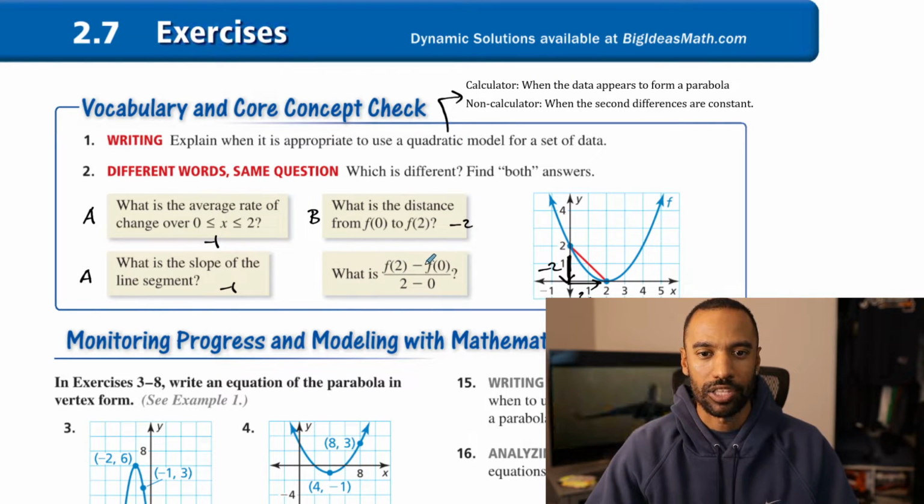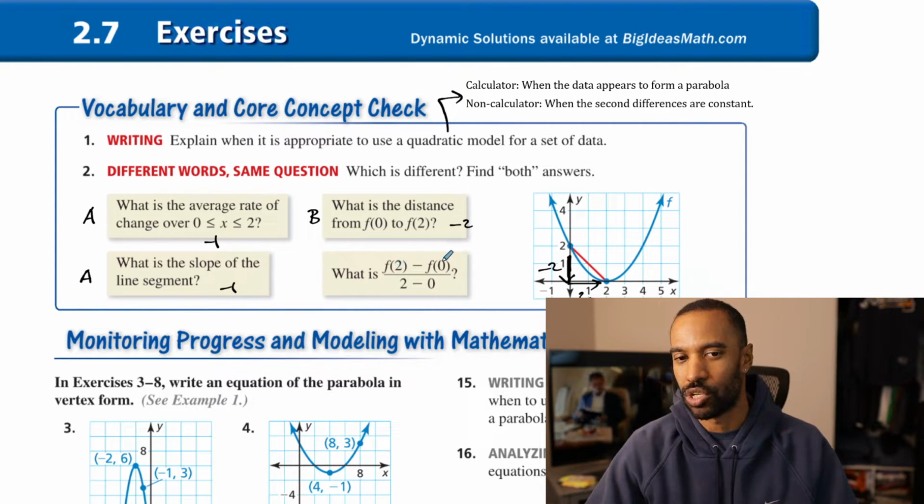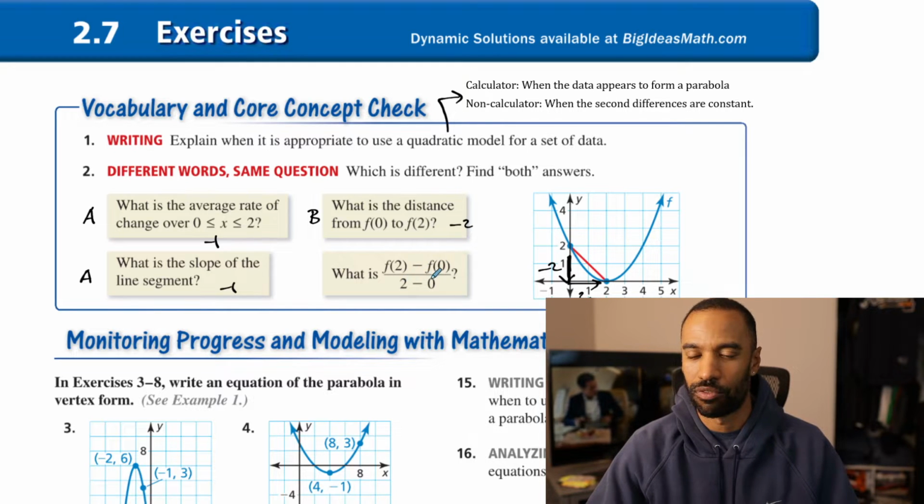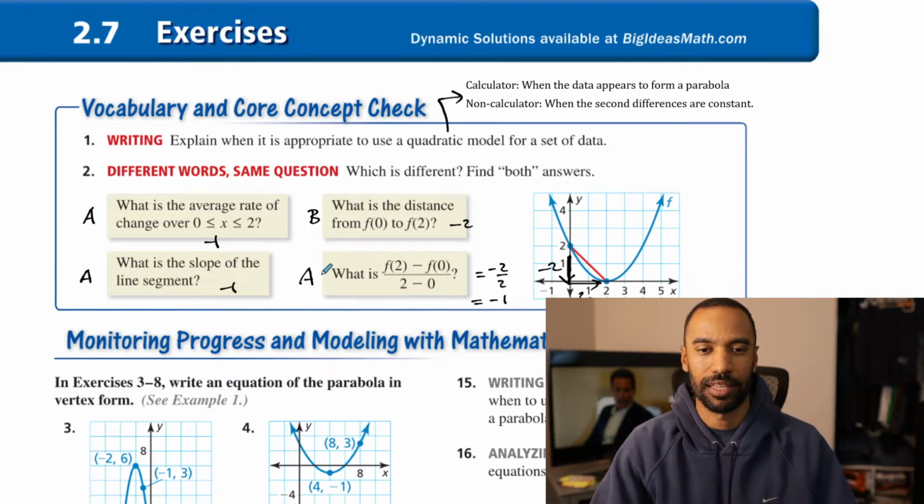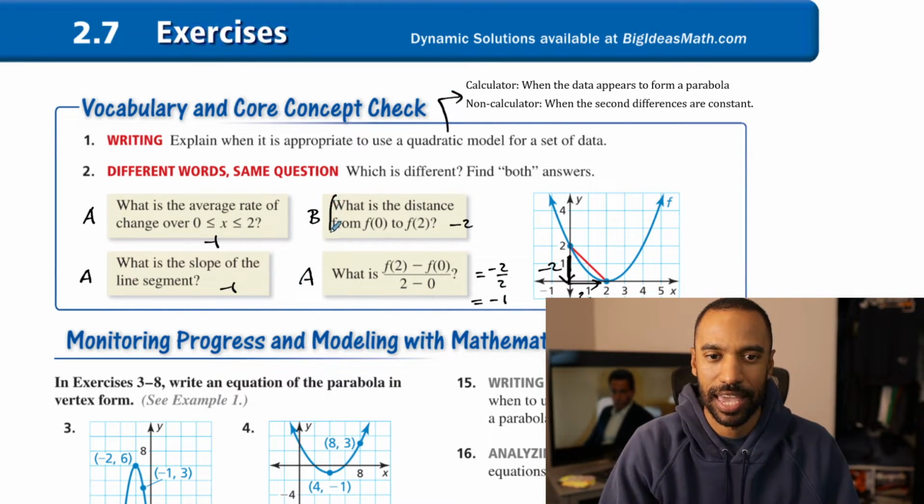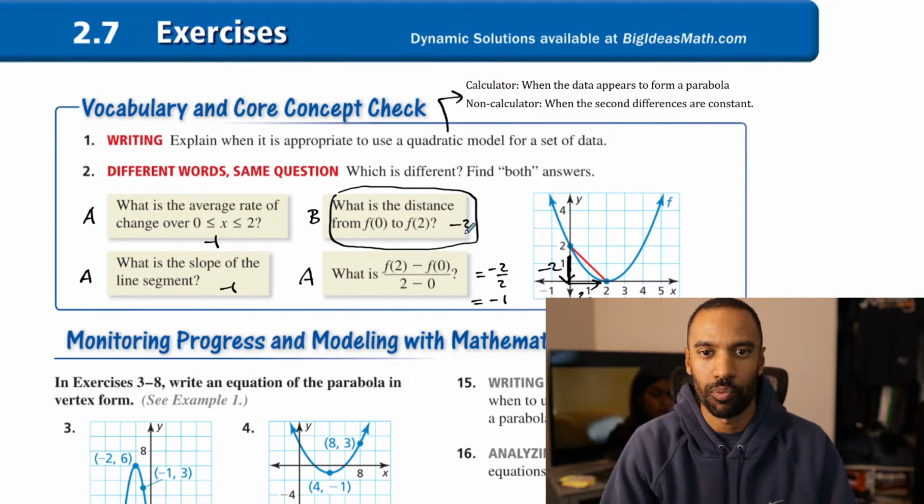What is y2 minus y1 over x2 minus x1? The f of 2 minus f of 0 is the value of y when x is 2 minus the value of y when x is 0, over 2 minus 0, which is negative 2 over 2, which is negative 1. Oh, that's an A. So which is different? This guy is different. That's not a rate of change. That is just a change in y.